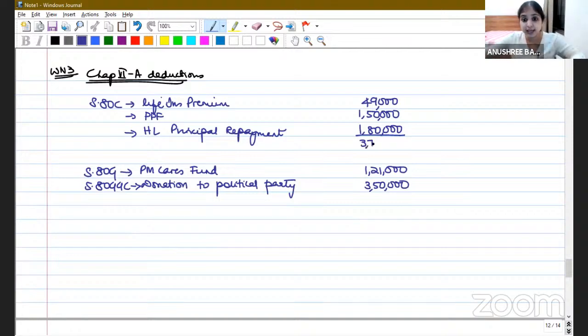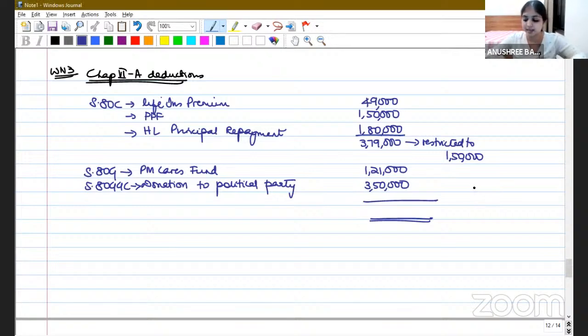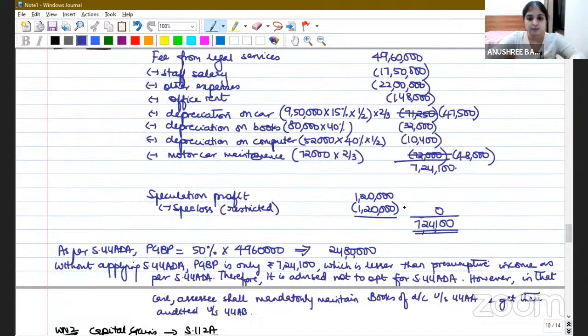It comes to 3,79,000. But I'll have to restrict this to how much? 80TTB is always restricted to 1,50,000. So what will my total Chapter 6A be? It will be 1,50,000 of section 80TTB, plus 1,21,000 of 80G, plus 3,50,000 of 80GGC. This will give you 6,21,000. Okay, so come back to your main answer.